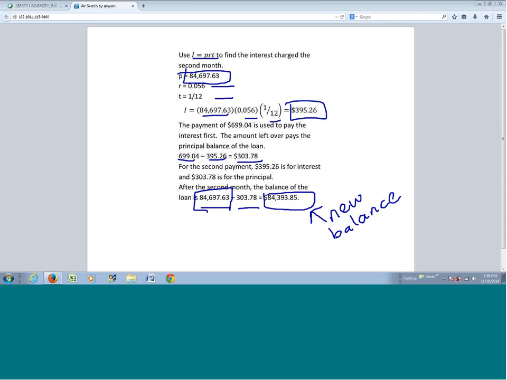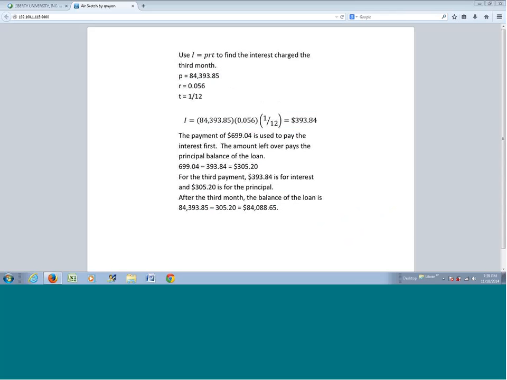So when we go into the third payment, this is the number I use for P. So here's the third month, there's my P of $84,393.85. The R and the T numbers don't change. I use my I equals PRT, multiply those together. For the third month, the interest charge is $393.84.